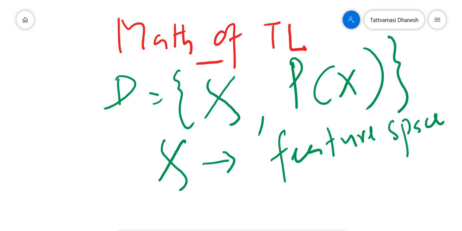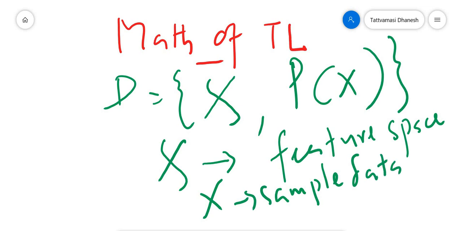And what is x here? x is a sample data point from our feature space. So this is the definition of the domain. The domain is a tuple which consists of the feature space psi and the marginal probability P of x, where x is a sample data point from our feature space.